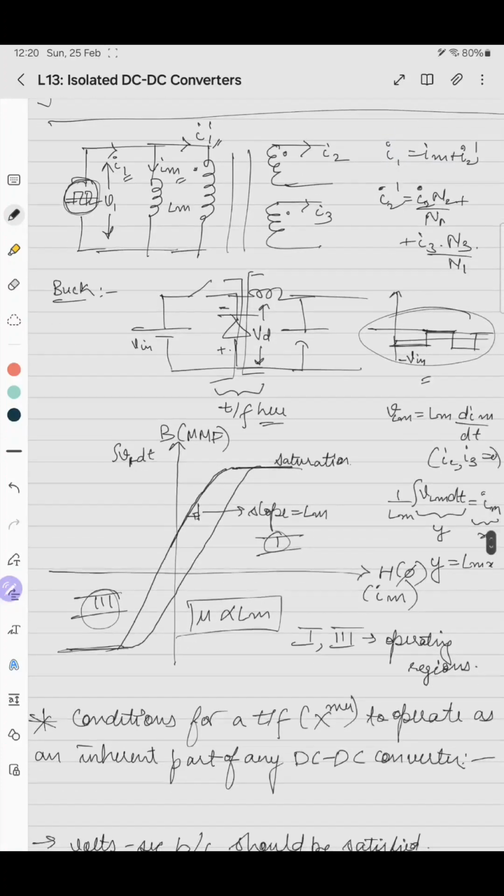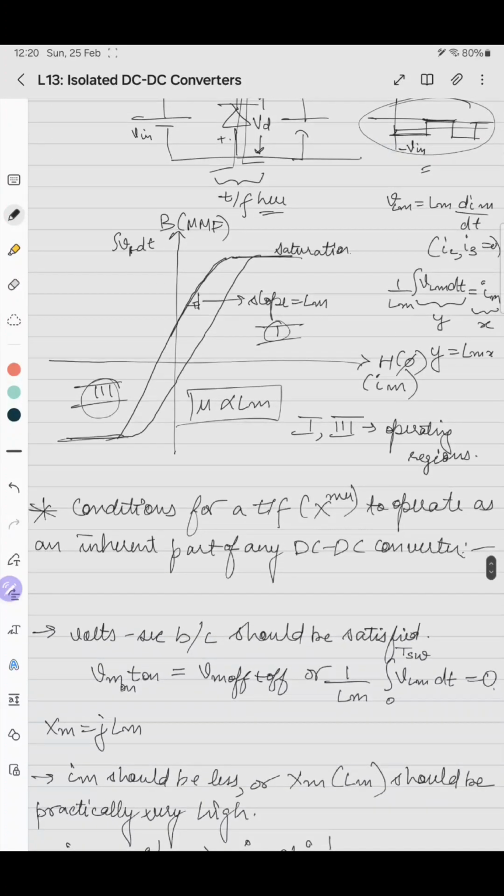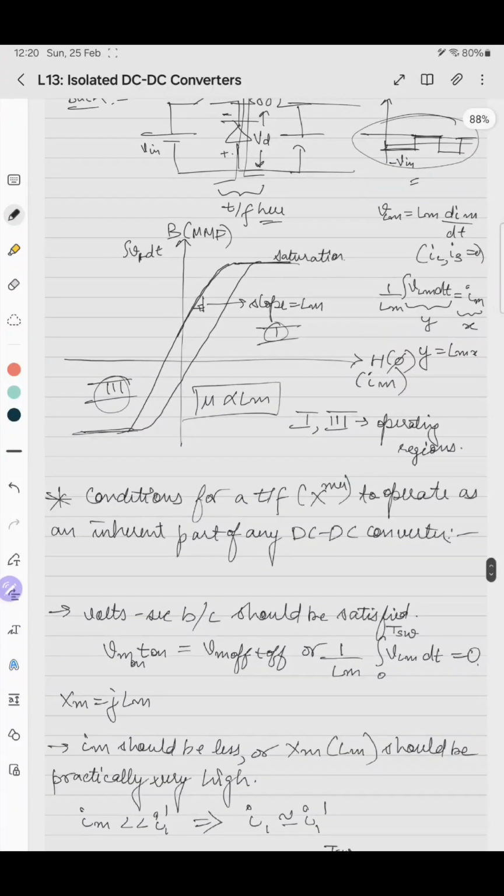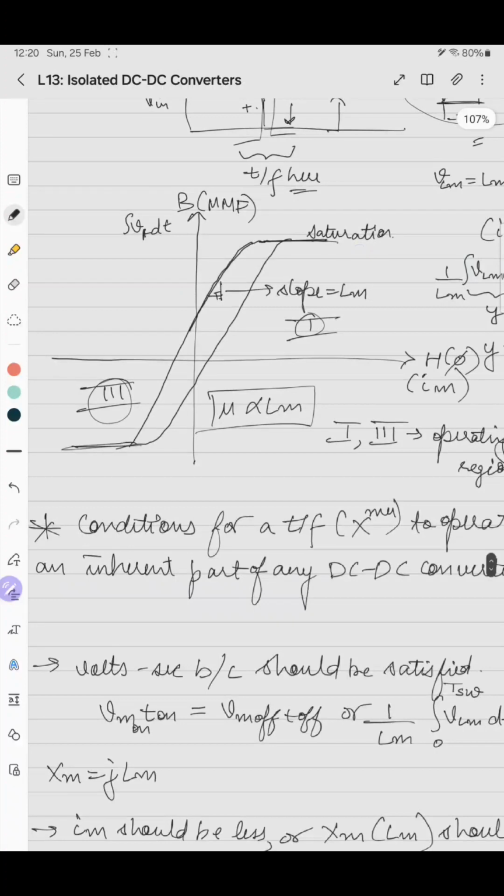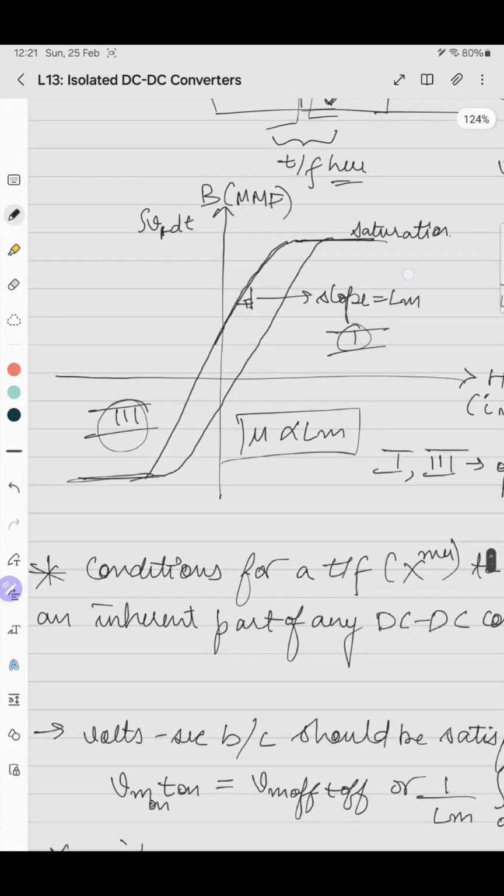We saw the BH curve requirement, in order for the transformer to operate in both the modes. So here we saw that there are two regions of operation. Region 1 is the magnetizing region, region 2 is the demagnetizing region.